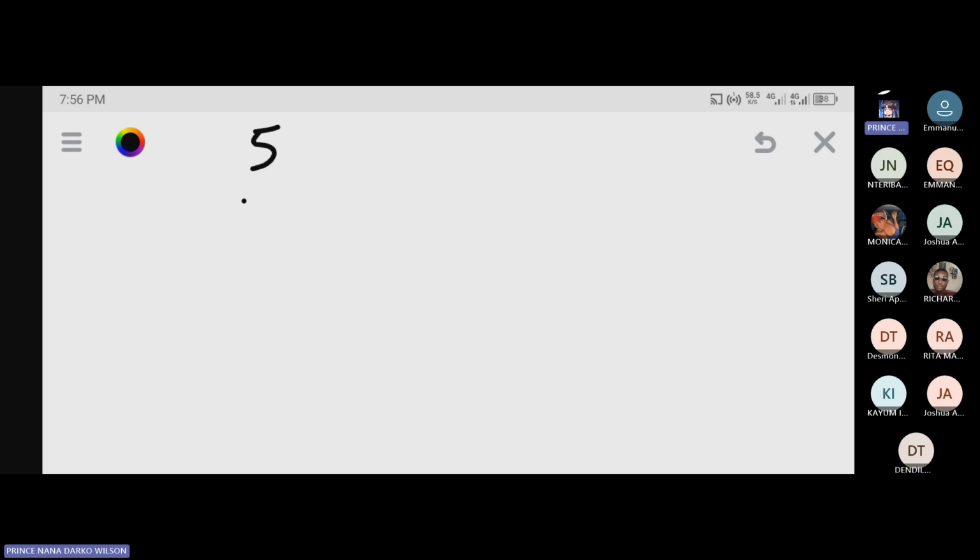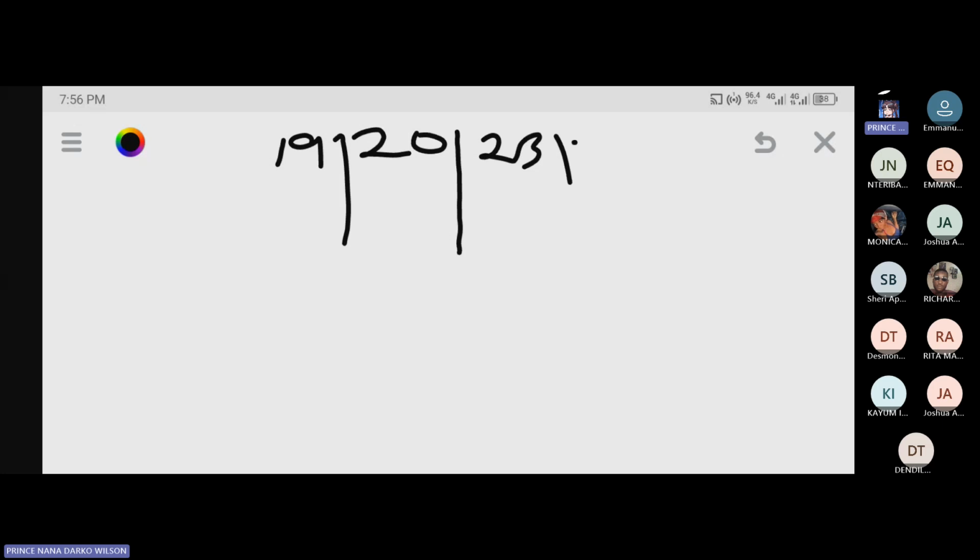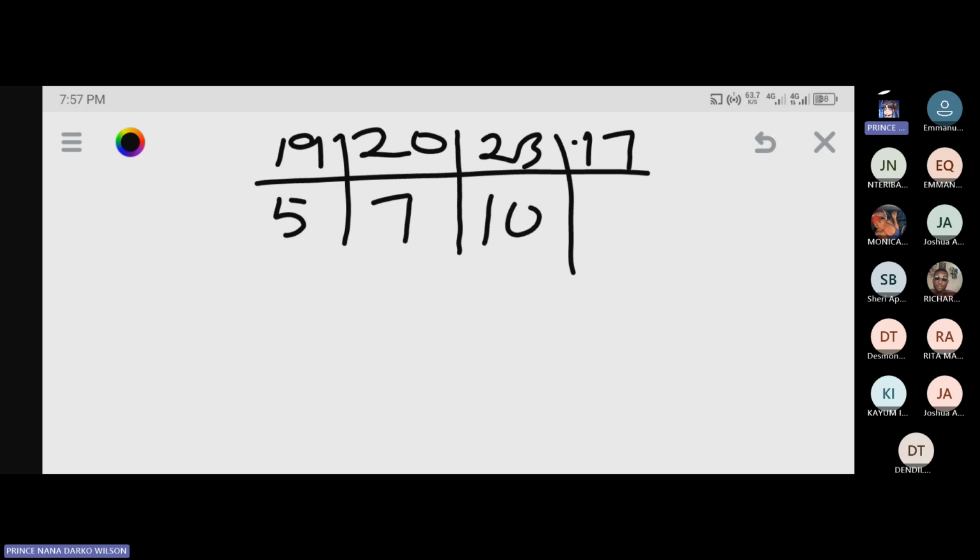And those people, so let's use the table they used. So then we have people who are 19-year-olds. We have people who are, let me see, 20-year-olds here. We have people who are 23, and we have people who are also 17. And it says the number of people who are 19 is 5. The number of people who are 20 is 7. The number of people who are 23 is 10. And the number of people who are 17 is 2.